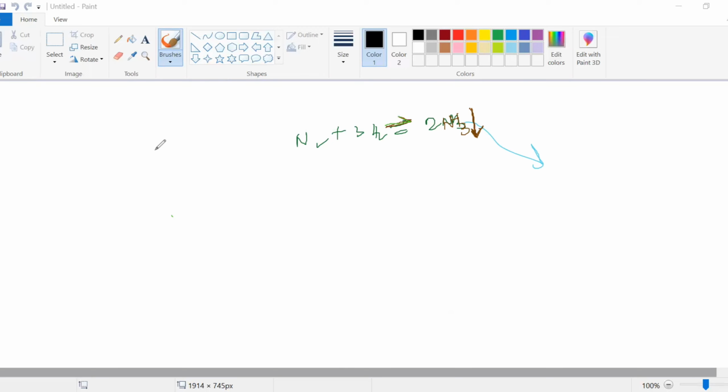Now, how does it move to the right? Earlier the rate of the forward reaction was equal to the rate of the backward reaction. How does it quickly move to the right? By increasing the rate of the forward reaction, and then the backward reaction follows. Is it clear? It will be quickly moved in the forward direction. How? By increasing the speed of the forward reaction.